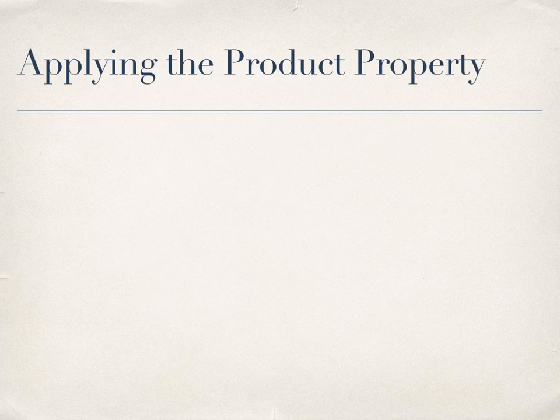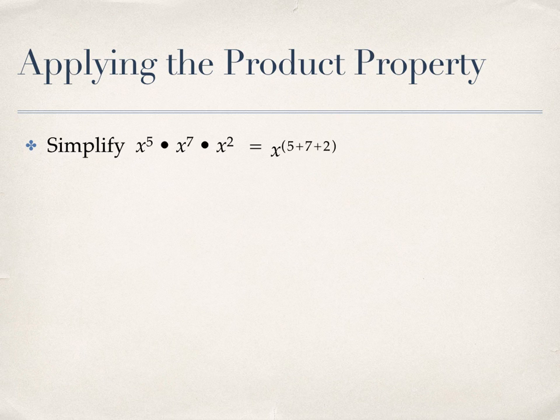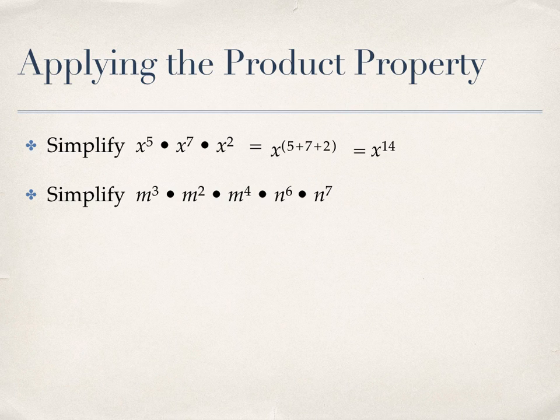So let's apply this product property. Here we're multiplying three factors where x is the base and the exponents are 5, 7, and 2 respectively. So we can just add those exponents and our simplified answer will be x to the 14th. In this example, we have three factors where m is the base and 2 where n is the base. So we'll join those together, and our final answer will be m to the 9th times n to the 13th.